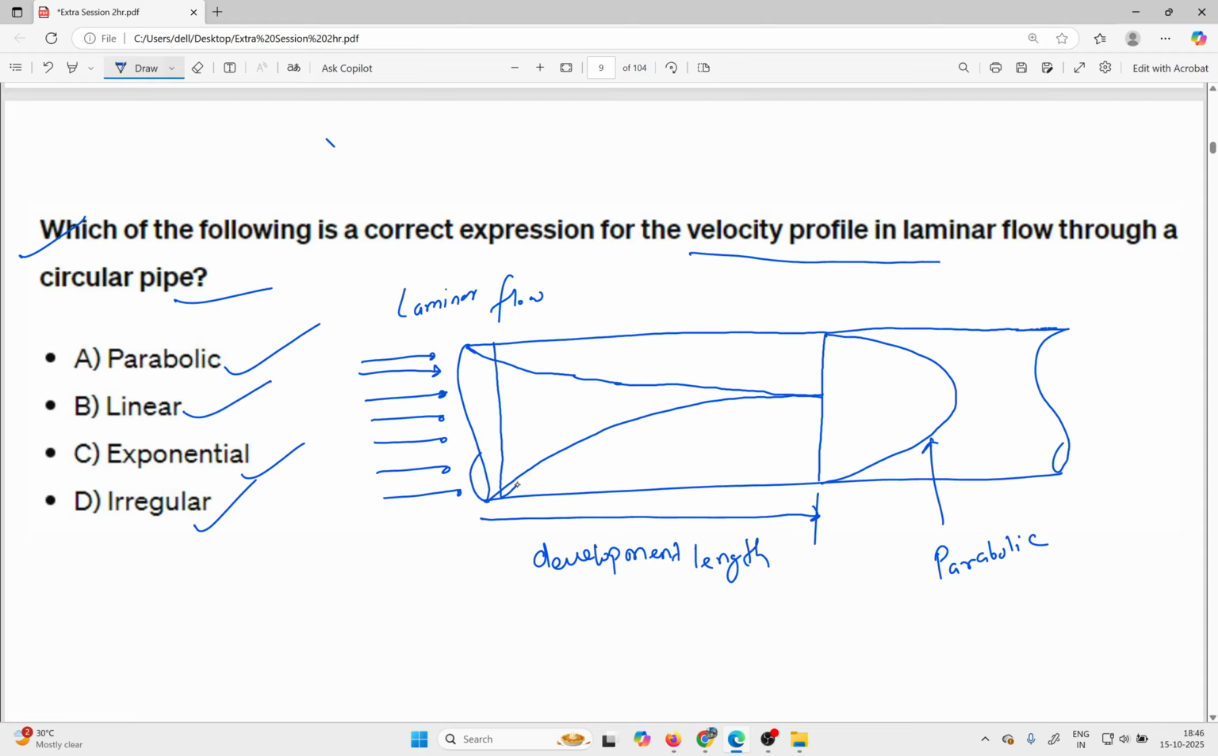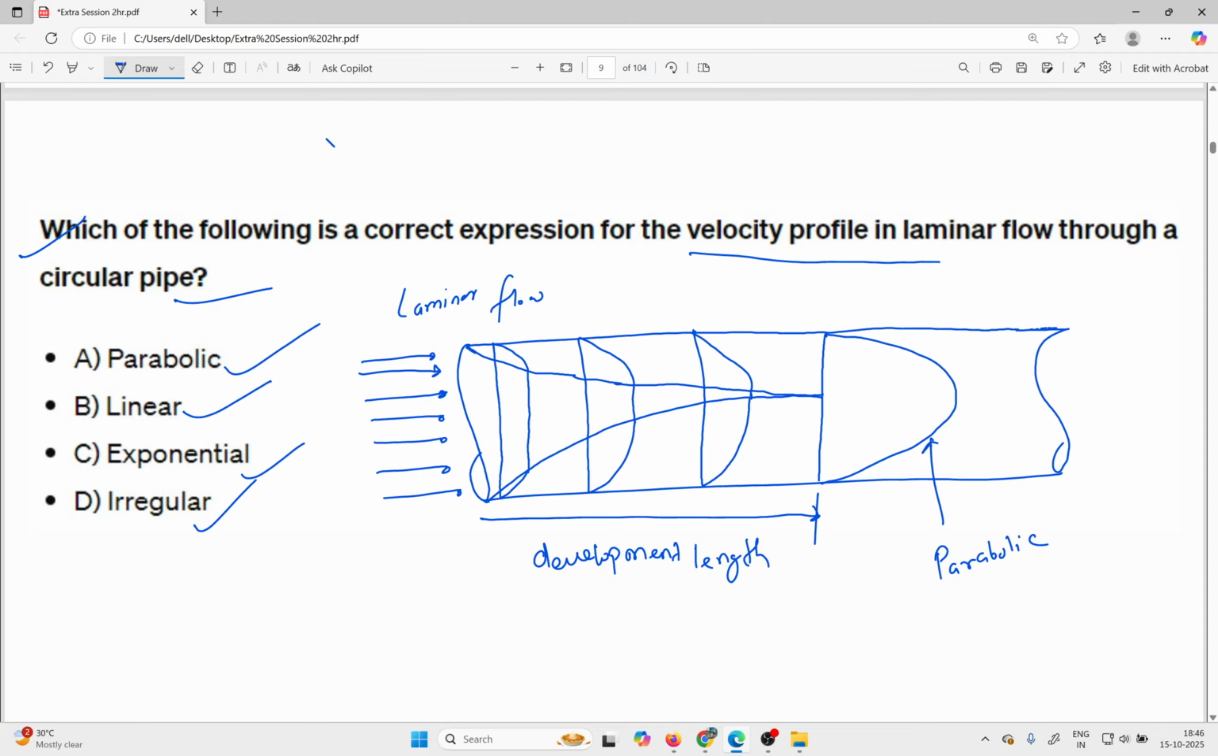Up to that, it will be parabolic, then uniform. Similarly, here, up to that is parabolic, then straight. Similarly, up to here is parabolic. Up to here is your parabolic, then straight.